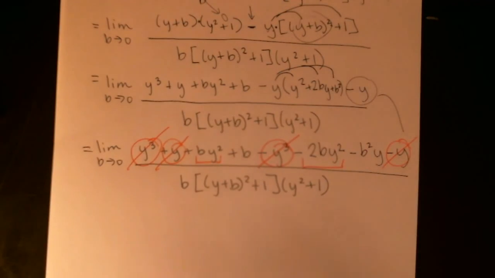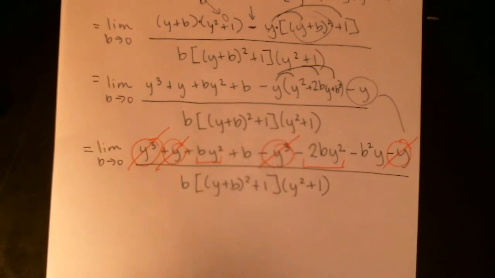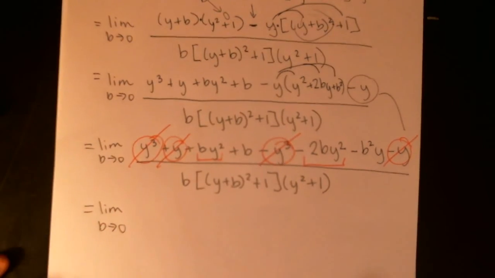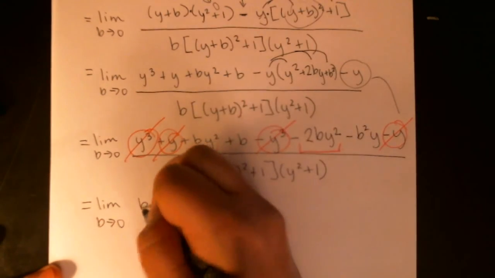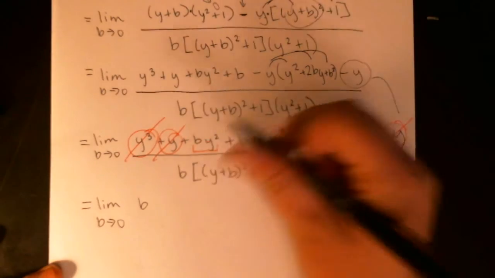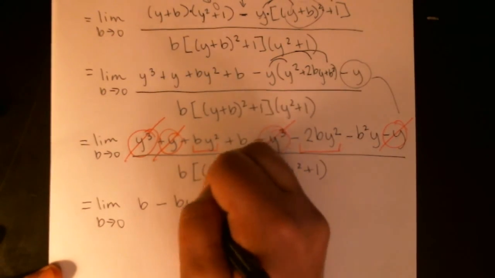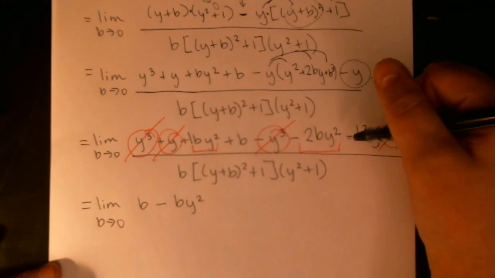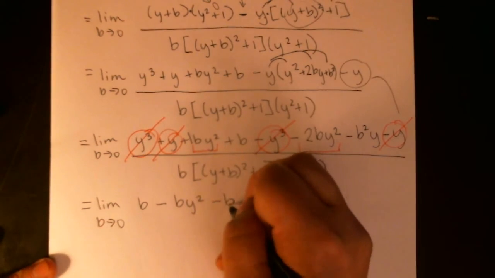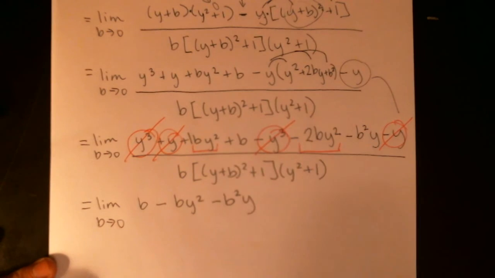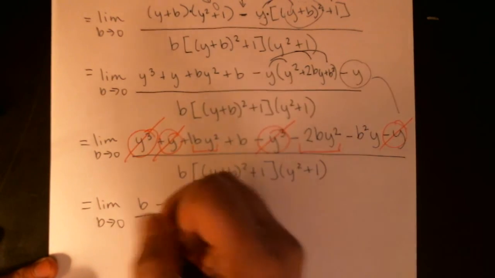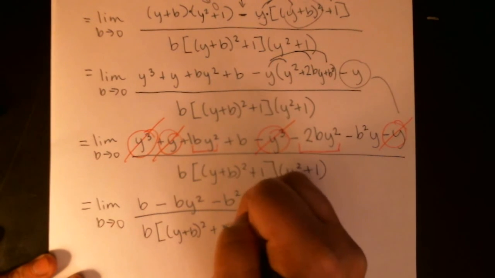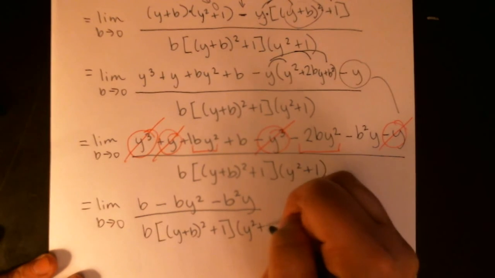Okay, so let me rewrite. I am seeing the limit as b approaches 0 of b, and then it's going to be a negative by squared. So I have 1by squared minus 2by squared. So that leaves me with a negative 1by squared. And then I also have a negative b squared y. Okay, and that's all over b times y plus b squared plus 1 times y squared plus 1.